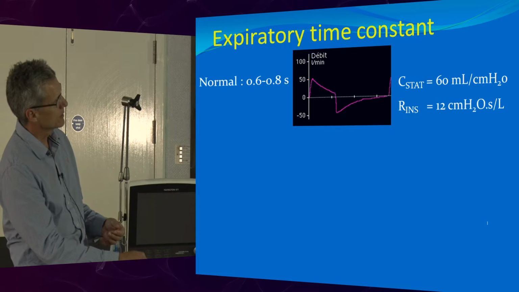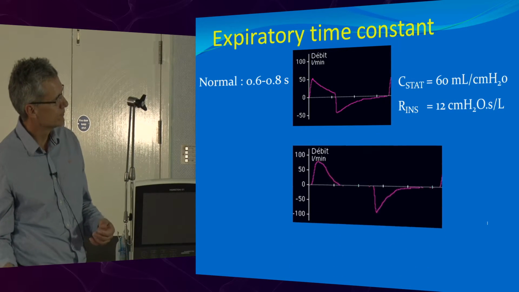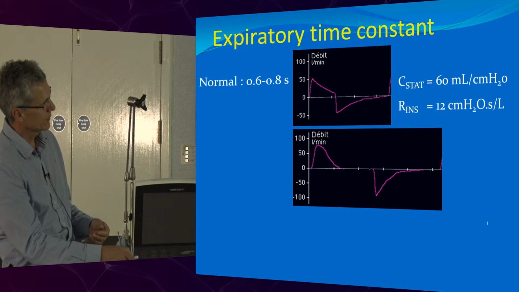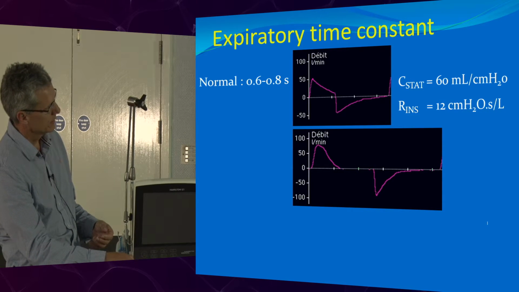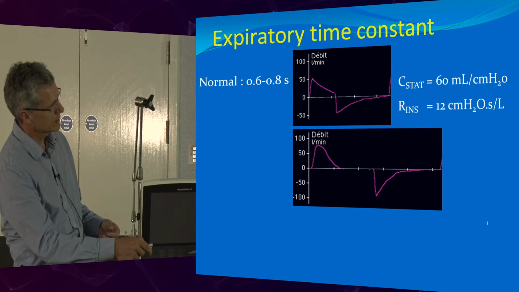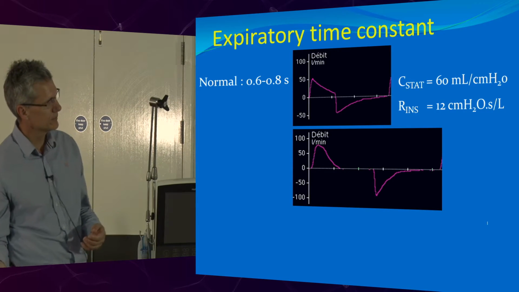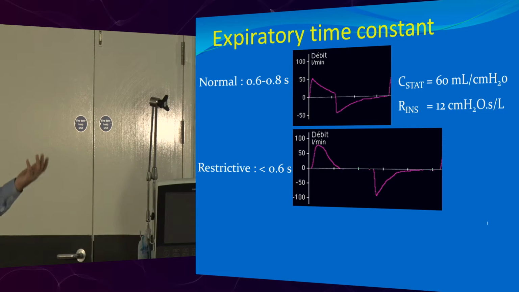So this is a normal expiratory time constant, 0.6 to 0.8 seconds. You see it here. If you look here, this is a short time constant. It happens a lot more quickly compared to this. So if we take this as seconds, there's two blocks here, this is sort of 1.5, yeah? So this is a restrictive defect.